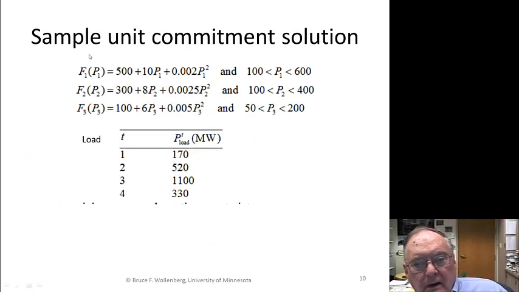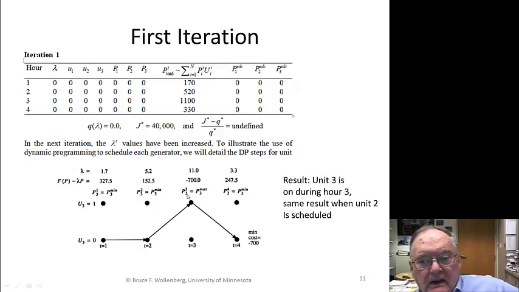Well, here's a sample unit commitment solution. Here are 3 generators. There are their generator limits. Here's the load. It goes up from 170, 520 up to 1100 and back to 330, just for 4 hours. Now here is the table. This is the way everything starts, and time goes down the page like this. Here's time, and we're looking at each hour.